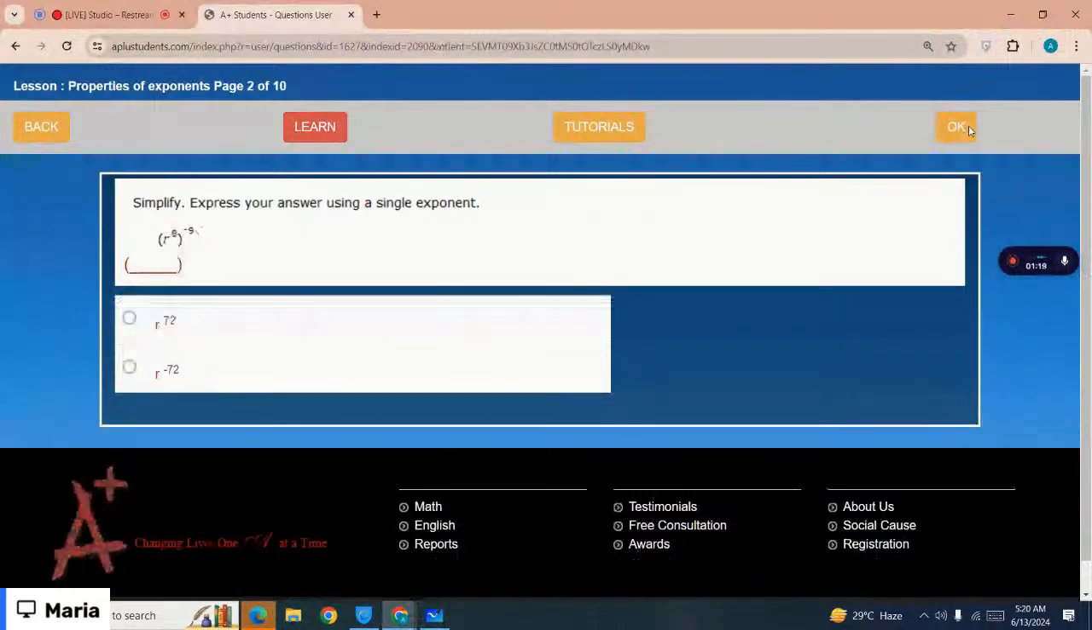Simplify r exponent 8, all exponent negative 9. So which is the correct option? Yes, you have to multiply them. You need to apply the same rule we applied to the last question, right? So that would be 8 times 9, that is 72. So r exponent negative 72 is the correct option. Option number 2 is the correct option.